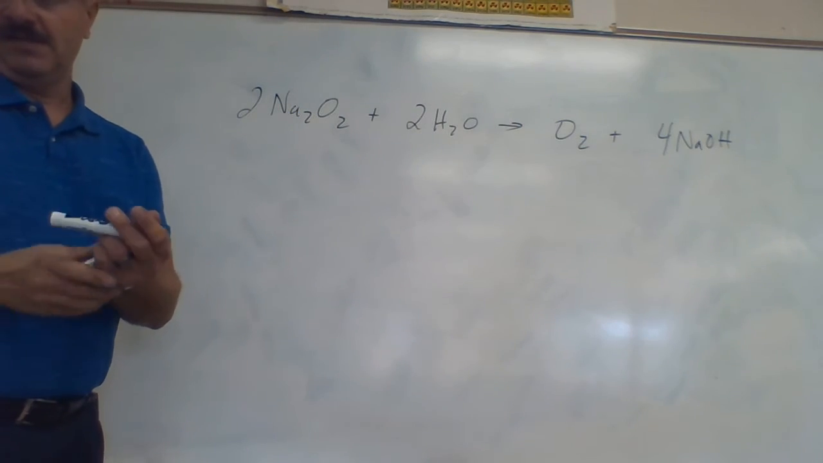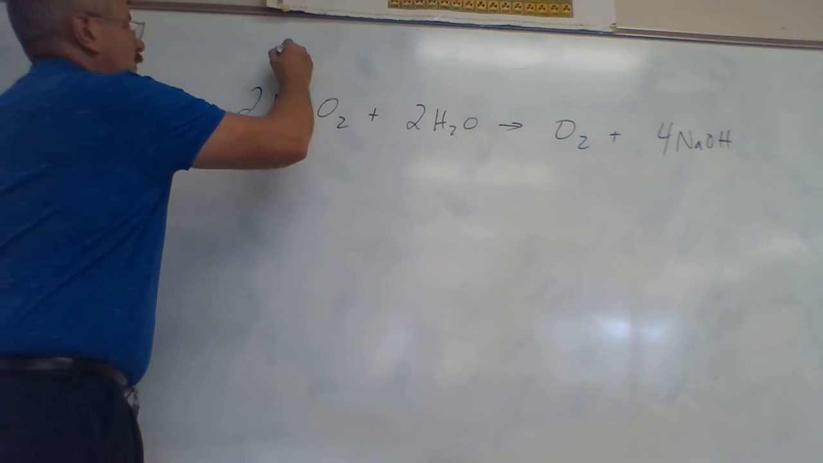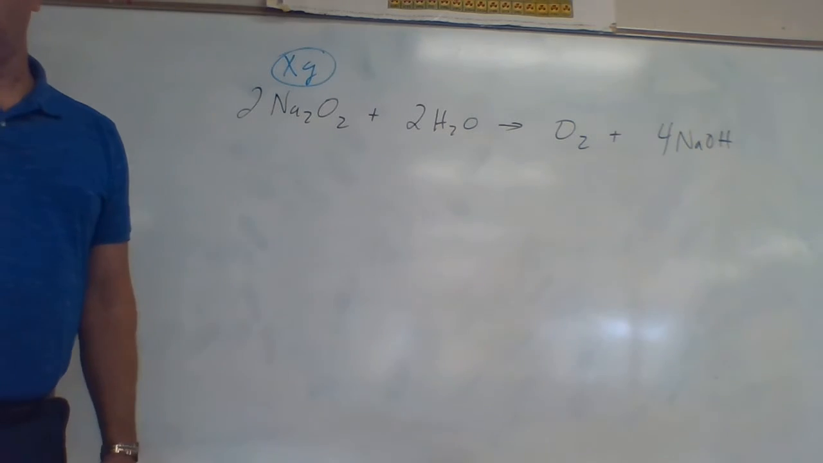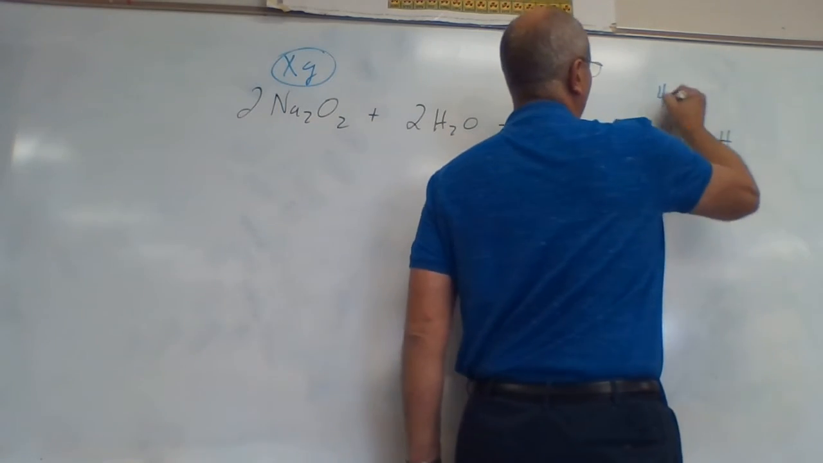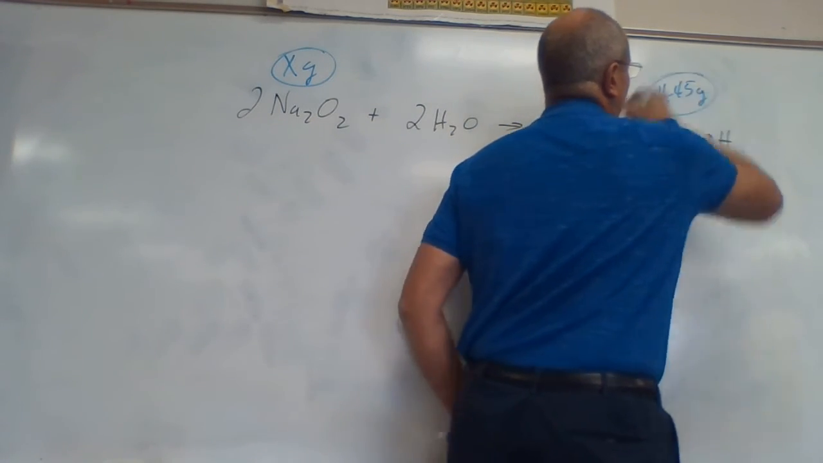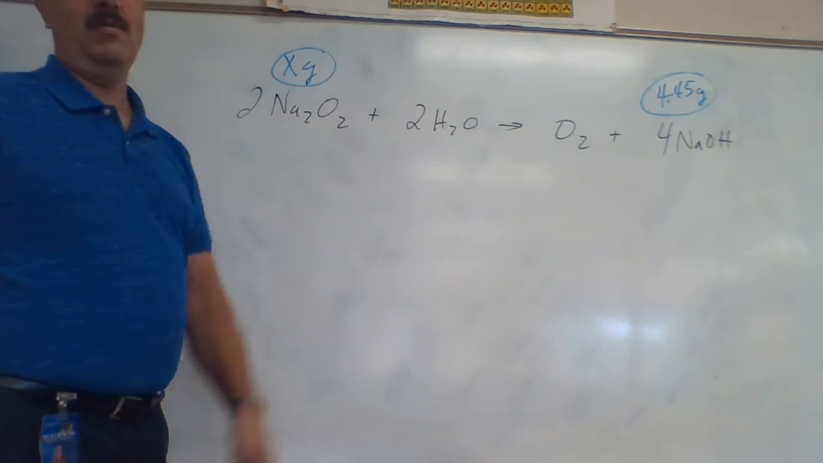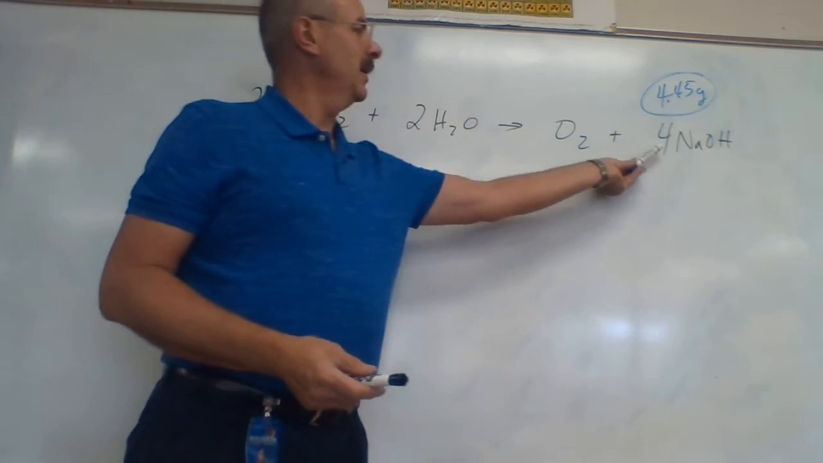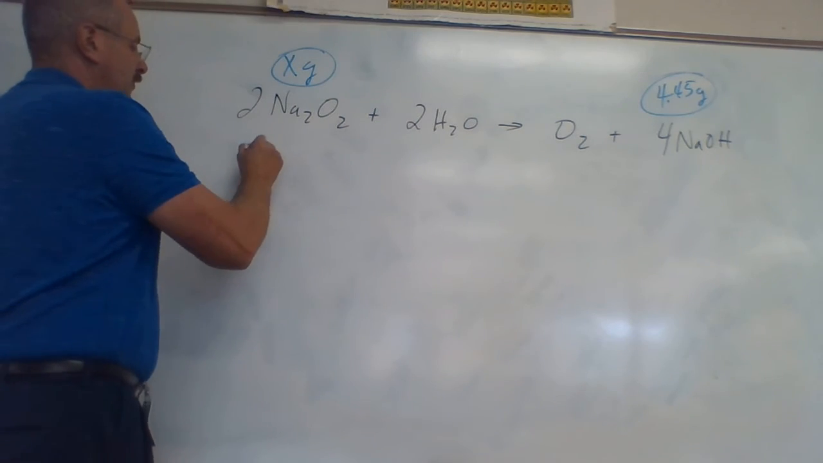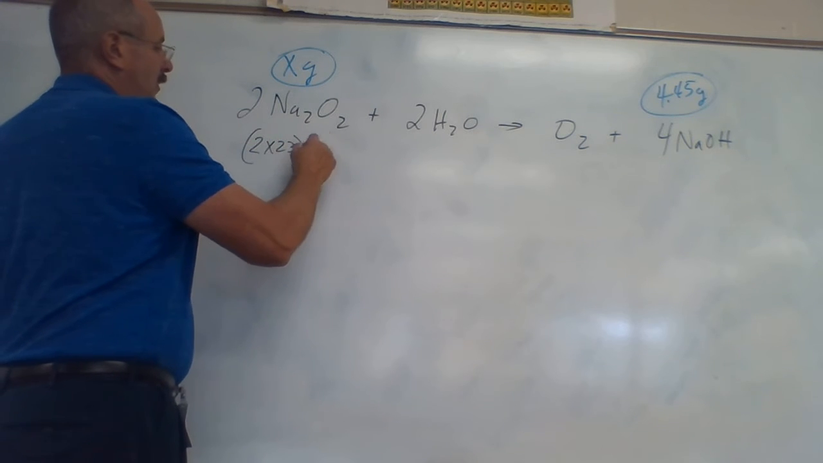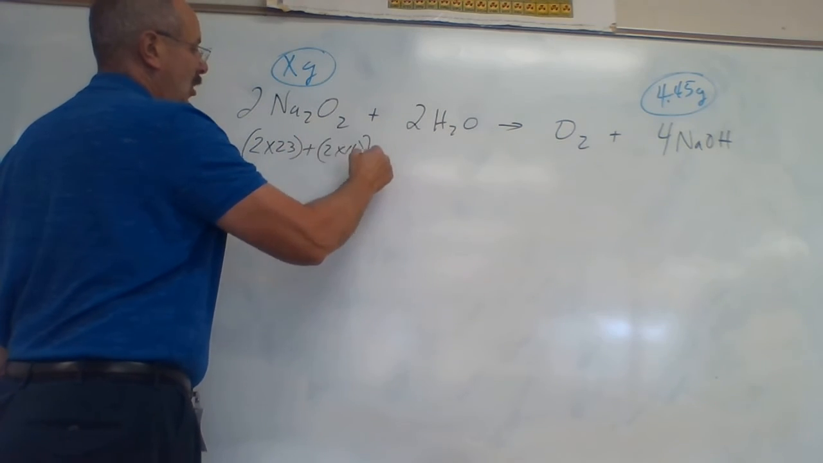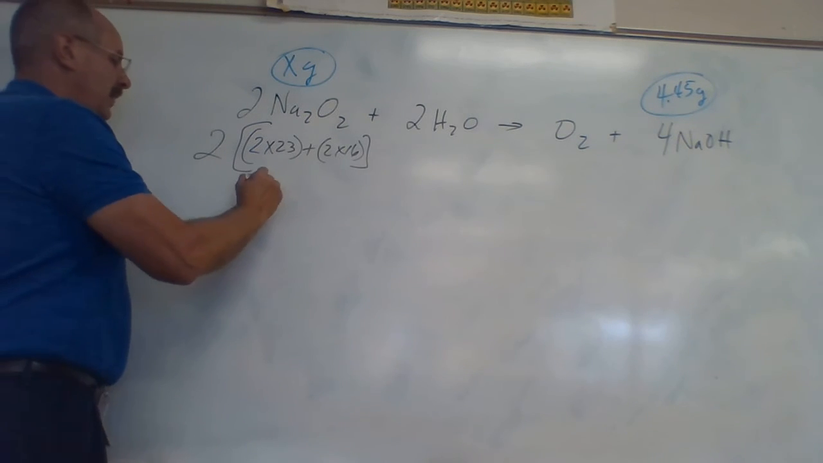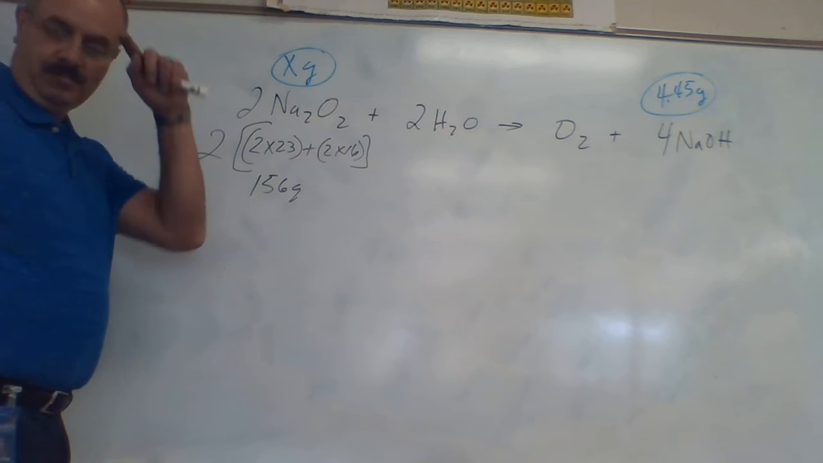All right. And it says calculate the mass of Na2O2. So we want X grams, that's mass, needed to form 4.45 grams of NaOH. That's way over here, 4.45 grams of this guy. It said nothing about O2, said nothing about water, so we don't have to worry about those. So what we've got to do is find the molar mass of this and the molar mass of that guy. So there's 2 sodiums times 23 plus 2 oxygens times 16, and all of that times the big 2 that was out in front. If you multiply all that out, you get 156 grams of him.